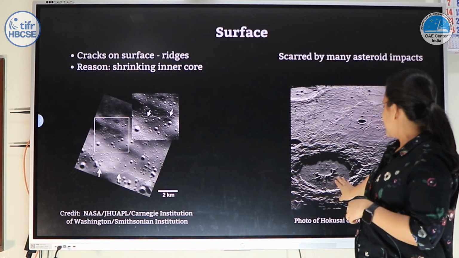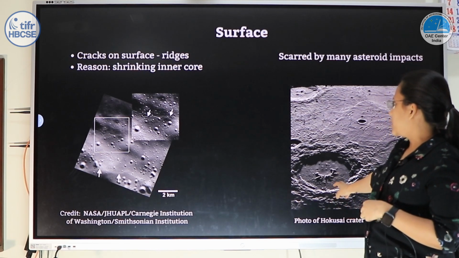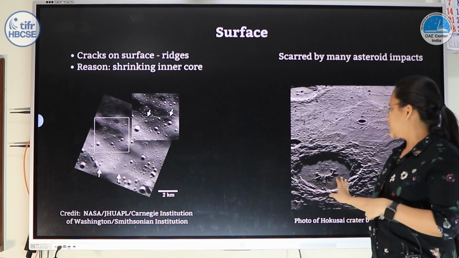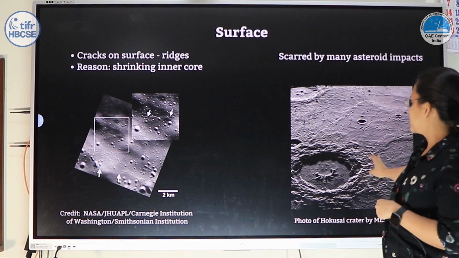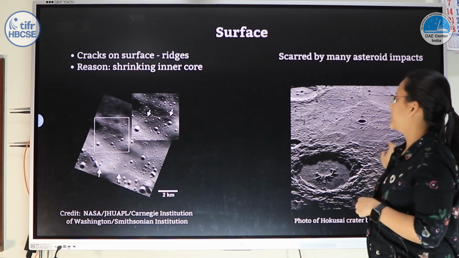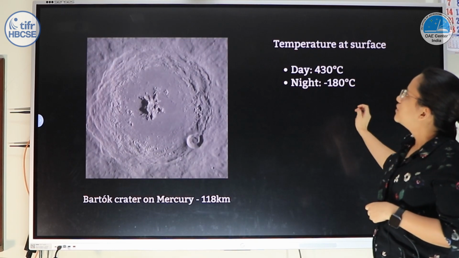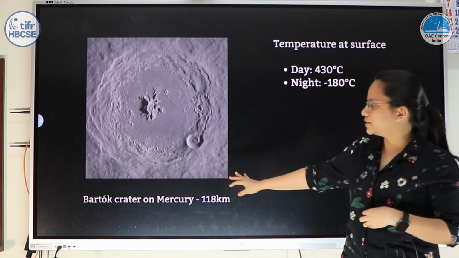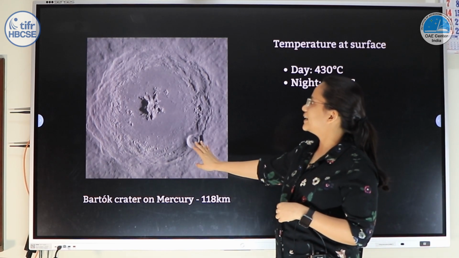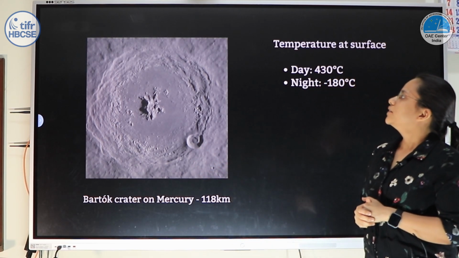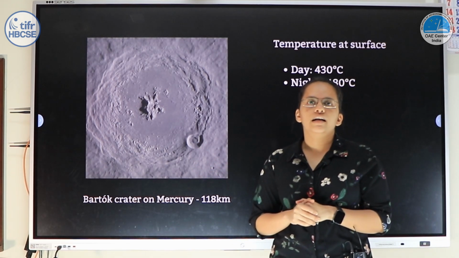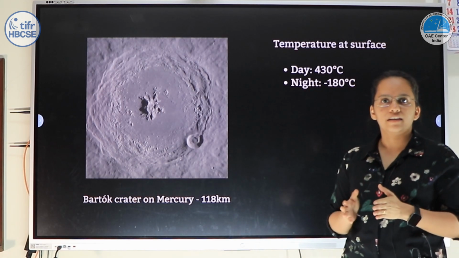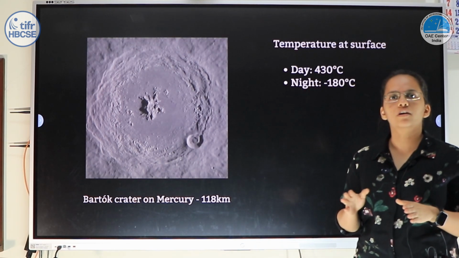This is an image of a crater which is about 95 kilometers in diameter, and its name is Hokusai crater, and this was clicked by MESSENGER probe. This is another crater, so this is actually the largest crater on the surface of Mercury, about 118 kilometers in diameter. So the temperatures on Mercury are quite extreme, but at the same time it is not the hottest planet.